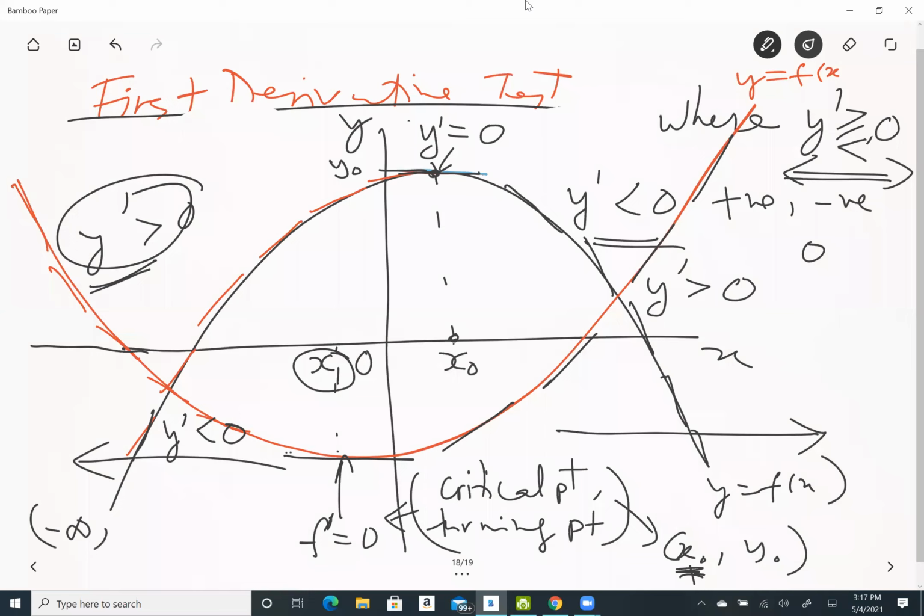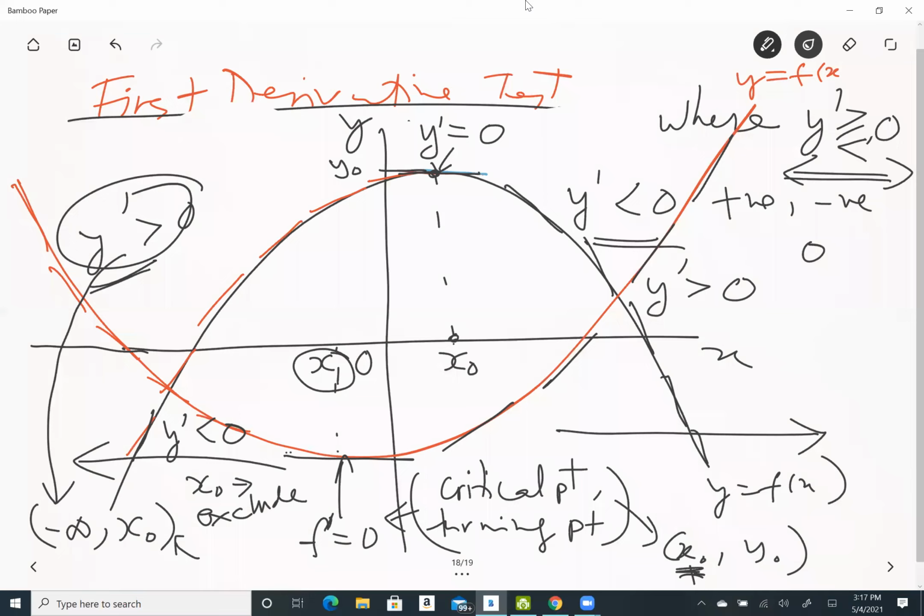And where is the ending point? Where y prime is positive, it will end at x0. Now, that doesn't include x0. So we put that bracket here, which means x0 is excluded, because x0 is where y prime is 0. So it's up to x0, but doesn't include x0. It will be just near x0. So that will be where your y prime is positive.